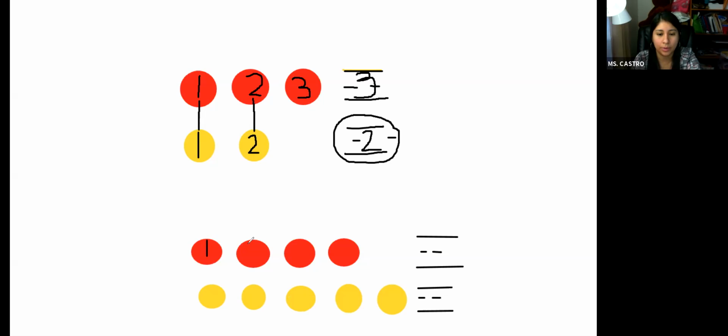1, 2, 3, 4. I counted 4 red counters, so the number that I write on the line is going to be the number 4.